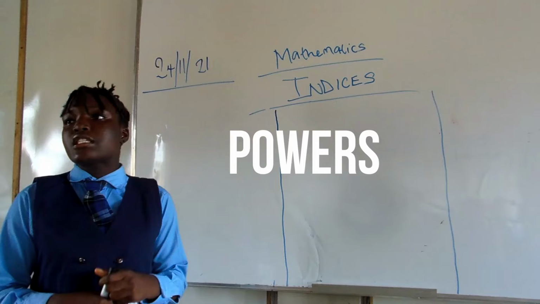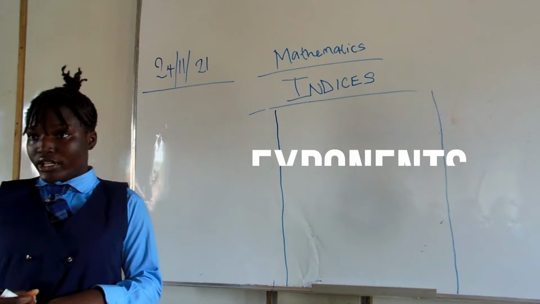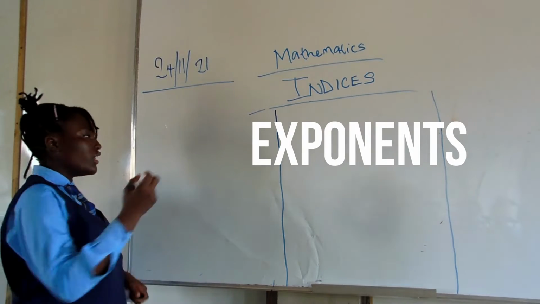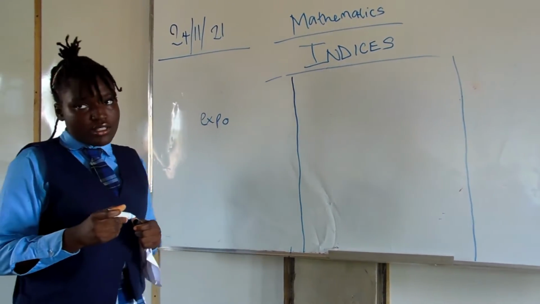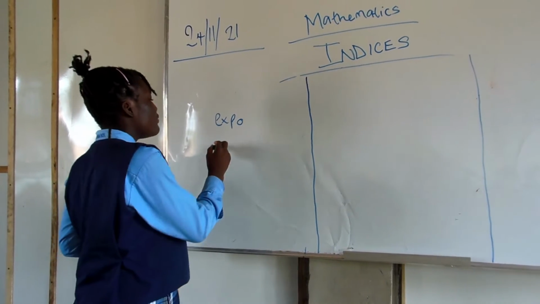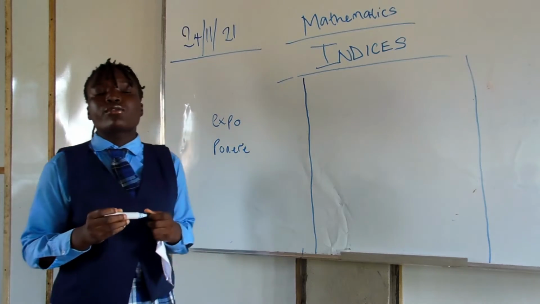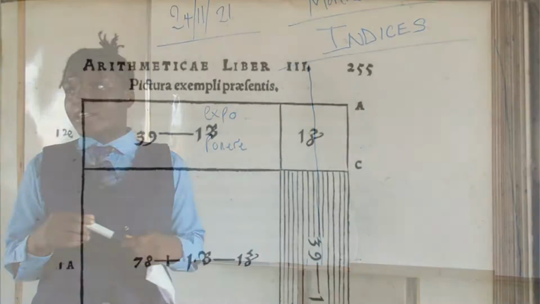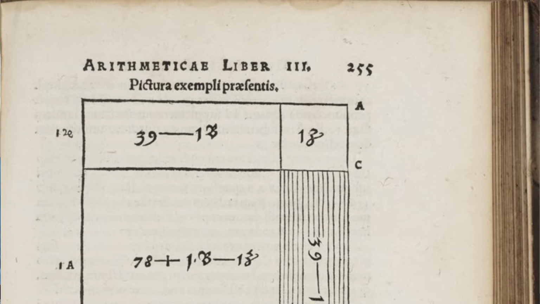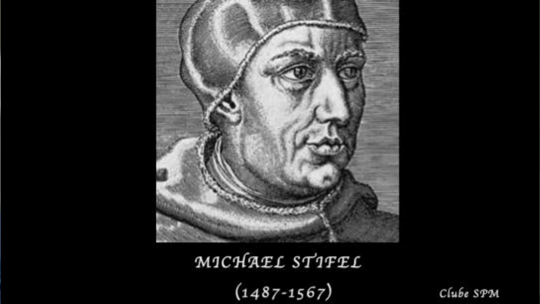Indices simply means powers. Before it was called indices, it was called exponents, which comes from the Latin word expo, meaning out of, and ponere, meaning place. It was first used in a book called Arithmetica Integra, written by Michael Stiefel, an English author and mathematician, in the year 1544.